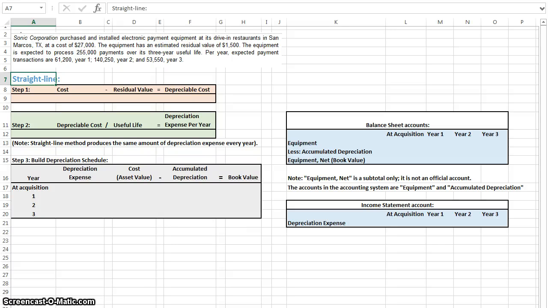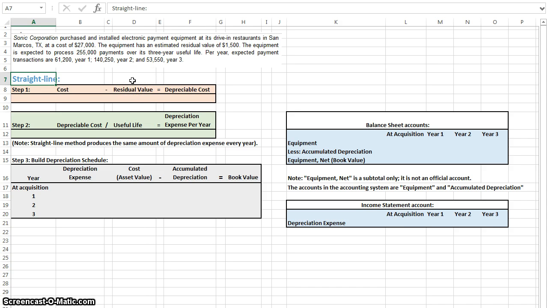Hi everyone, in this video I'm going to go through an example of straight line depreciation. What we'll do is we'll take the same problem here. Here's our sample problem and we'll create 3 videos. This first one will be on straight line method, the second one will be on the units of production method, and the third one will be on double declining balance. So let's just go right through this straight line method.